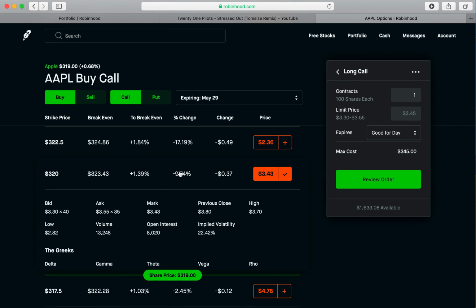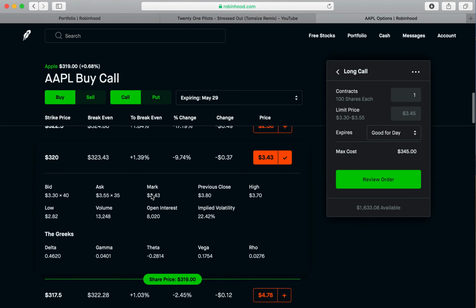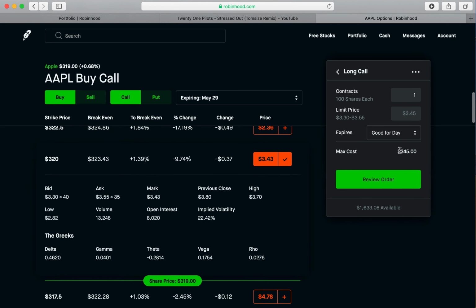But like I said, when you buy a call option, you essentially want the stock price to go up. The way we would make money on this option is if the stock price goes above 320, then we would be making money. The further it gets below 320, then we would be losing money. But our max loss would just be $345 because that's how much we paid for the option. So essentially, remember this.